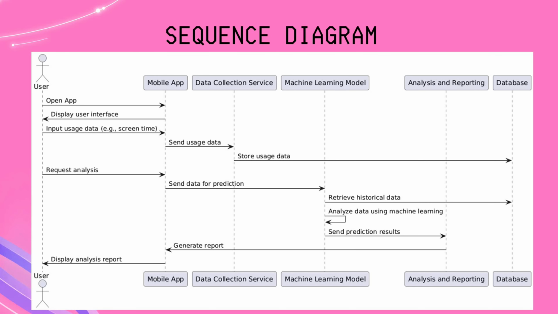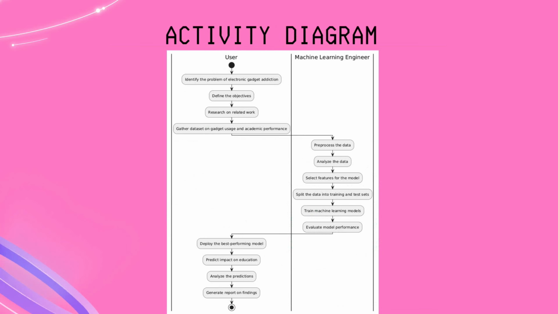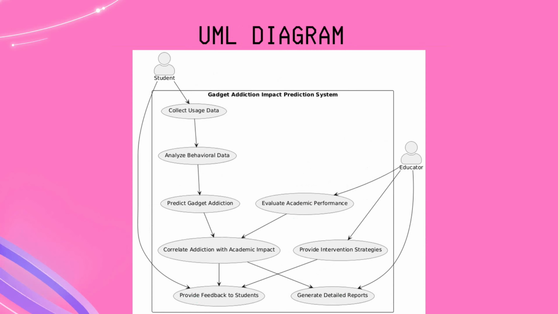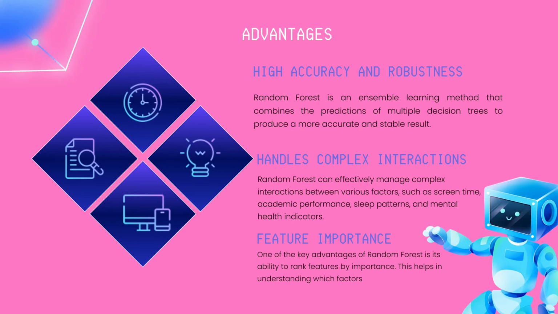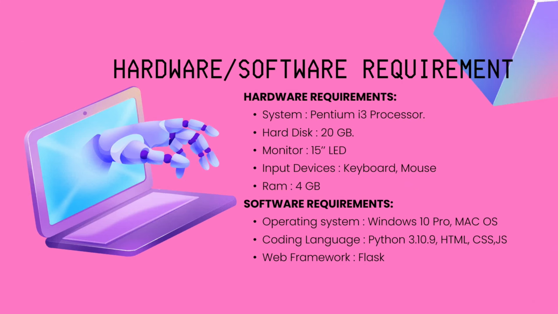This is the sequence diagram of the project, the activity diagram, the class diagram, and the UML diagram of the project. When getting this project, you can get all these diagrams. The main advantage of this project is high accuracy. The random forest has high accuracy on this data. It can handle complex interactions. Okay, if you are giving complex data also, it can handle it efficiently. Then feature importance: we are not collecting just two data points, we are going to collect multiple features from the students, which is important when compared to the existing system.